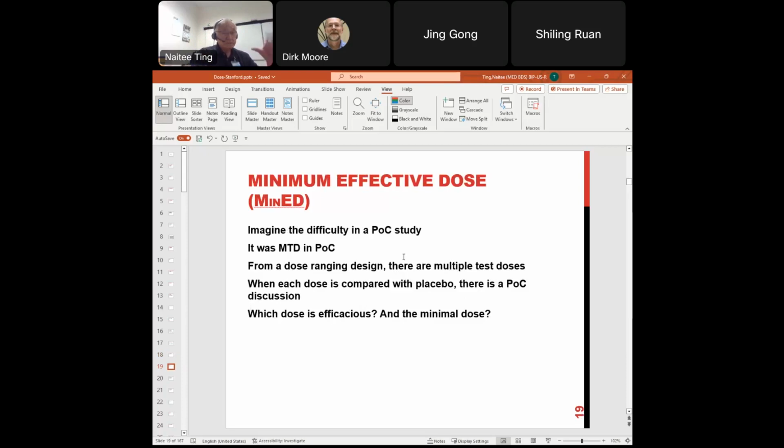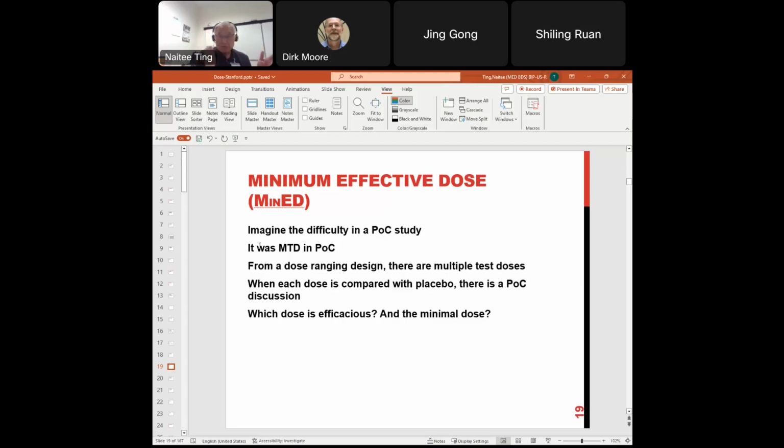So minimum effect dose, I just said. Oh, by the way, when I talk about the difficulty of minimum effect dose, when I say minimum effect dose is mission impossible, it is that if you understand how difficult the POC is, we have to go through this discussion and look at inflated delta, all these problems.